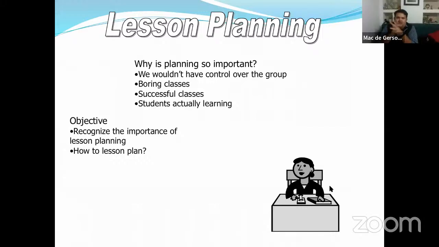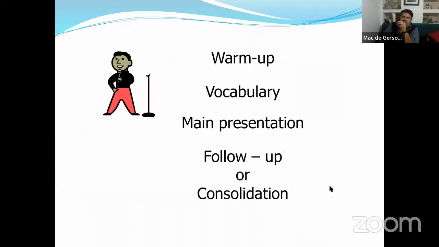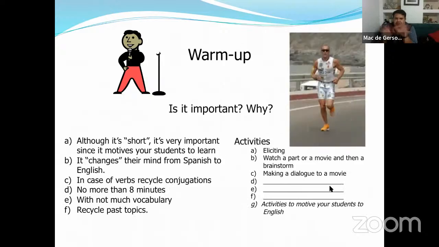Yes. Thank you. So lesson planning. So this is like this. It's a warm-up, vocabulary, a presentation, and the consolidation. Different book, different names. Warm-up, in other books the kick-off, the introduction, the start-off, blah, blah, blah. But it's the same thing. It's the introduction to the class.